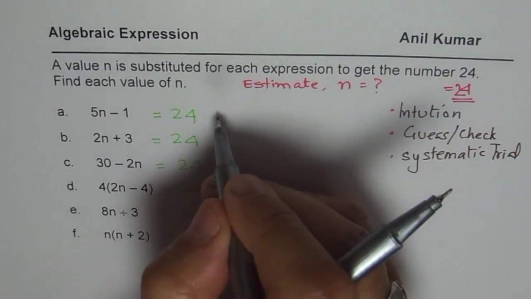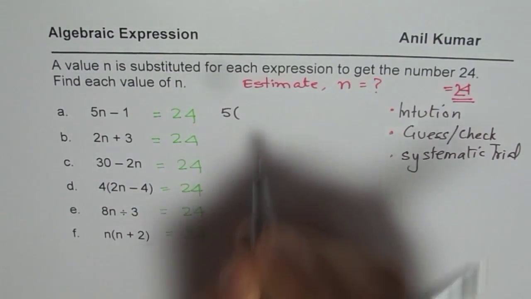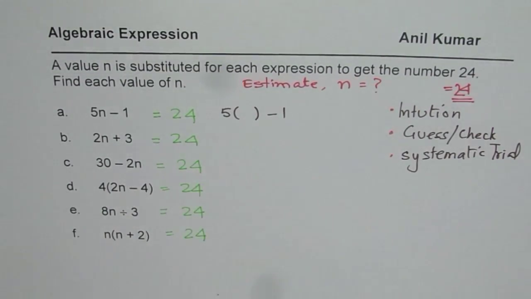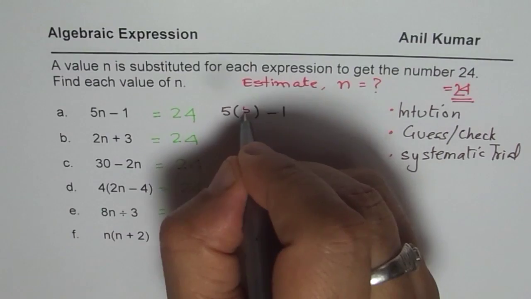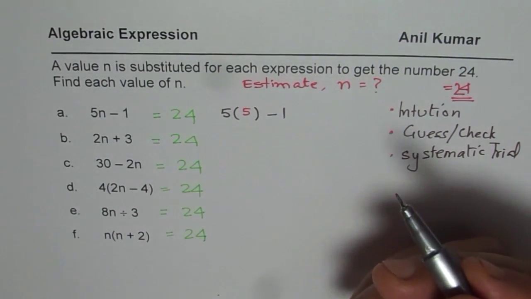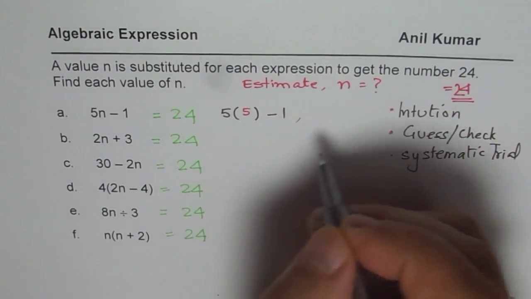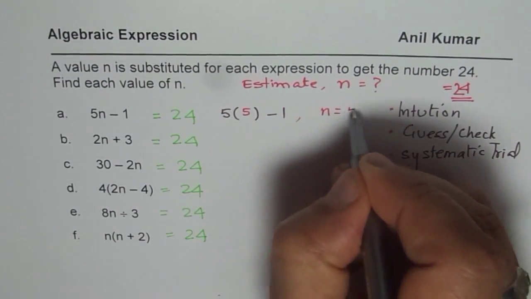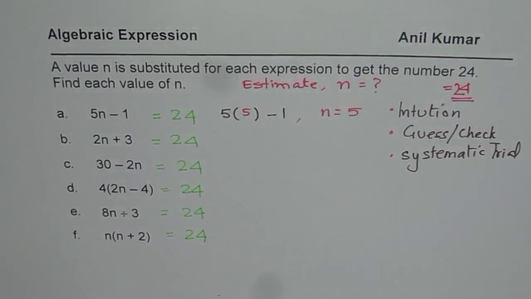So what we can do here is just try it out. It seems that 5 times 5 minus 1 should give me the value, right? We know 5 times 5 is 25. 1 less than 25 is 24. Yes, that works for us. So we say n equals 5 in this particular case. That is how you could find a value, right? That is a guess and check.